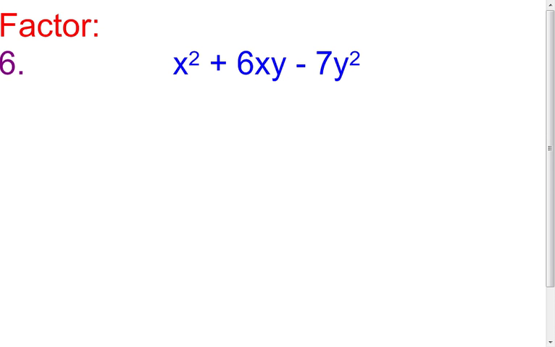All right, we're almost there. Now we've got x's and y's in there, but it's okay. It's still a trinomial, and the same rules still apply. Okay, so right here I'm going to list my factors of my front. The only way to get x squared is x and x.